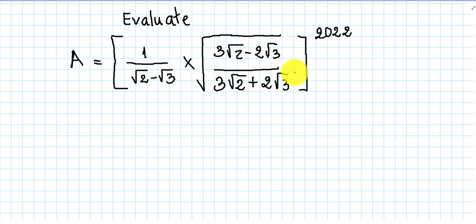Today I have one exercise on screen. Evaluate the expression A equals 1 over square root 2 minus square root 3, times the quantity square root 3 square root 2 minus 2 square root 3 over 3 square root 2 plus 2 square root 3, all to the power 2022.